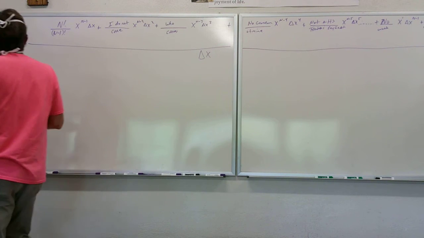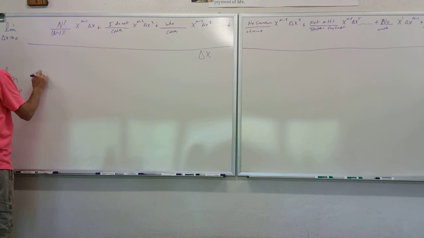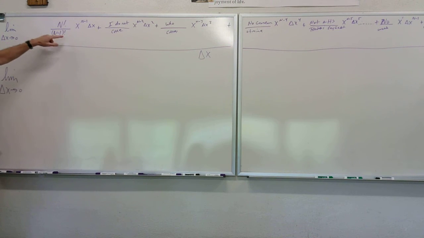Which means that you could do it two different ways. You could factor a delta x out to the front and write all that down again, or just simply divide a delta x out of this one. You're going to get n factorial. What does n factorial over n minus 1 factorial equal?